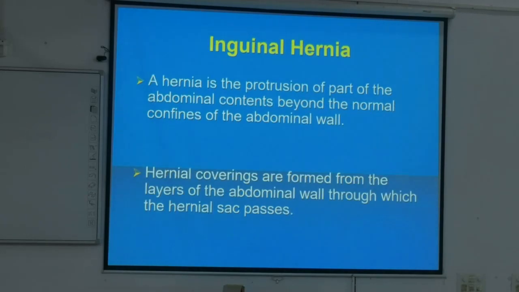Next, now inguinal hernia. What is hernia? Definition of hernia is asked in your Viva. Okay, what is hernia? Hernia is the protrusion of part of the abdominal content beyond the normal confines of the abdominal wall. Okay, so that is the definition of hernia. Hernial coverings are formed from the layers of abdominal wall through which the hernial sac passes.